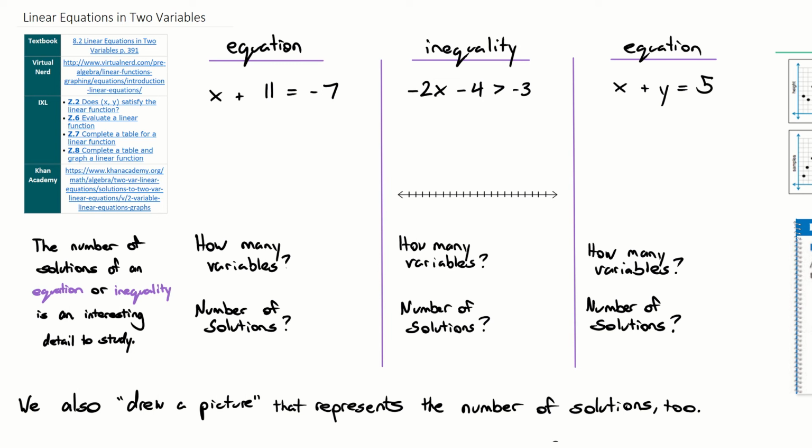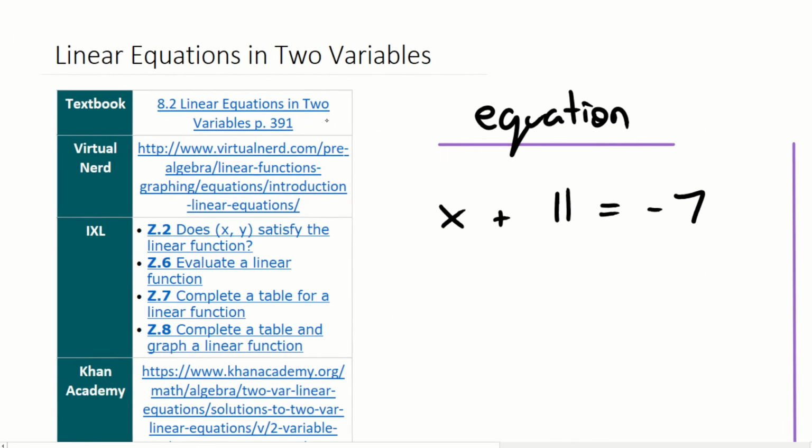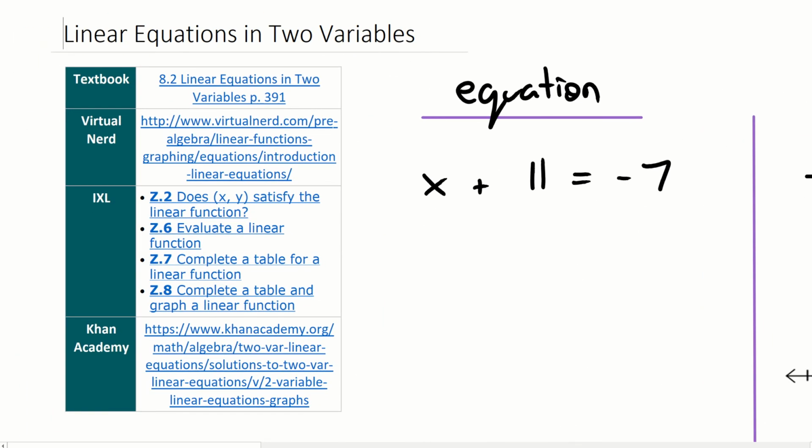Don't forget we have our quiz on Friday, and this right here will be the final topic before the quiz. Linear equations in two variables. And you'll notice you'll have this in your guided notes. So let's get into it.